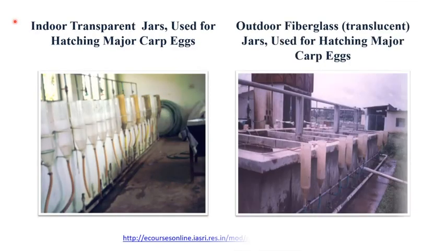In this image you can see indoor transparent jars used for hatching major carp eggs, which are made up of polythene. And in this image you can see outdoor fiberglass, that is translucent, jars used for hatching major carp eggs. Each jar has its water supply inlet pipe going down almost up to the jar bottom, which is of concave type in hatchery jars.